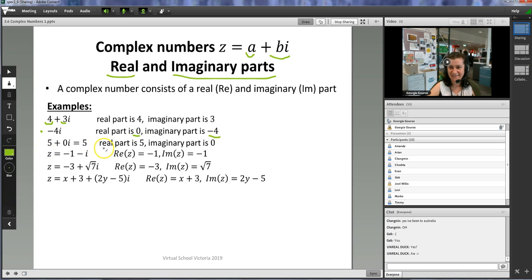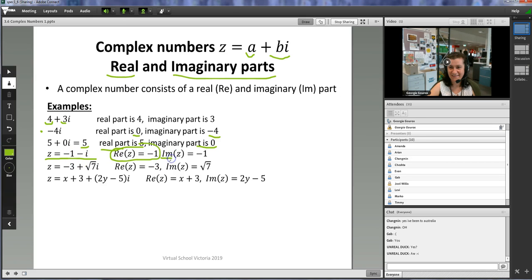Similarly, real numbers can be expressed as complex numbers. So 5 plus 0i, you might know that in everyday life it's just 5, has a real part equal to 5 and an imaginary part equal to 0. We have this other notation as well for talking about real parts of complex numbers. This is Re. Re is a function. If you pass in a complex number, it should return to you the real part of that complex number. So in this case, if z is equal to negative 1 minus i, the real part of z is negative 1.